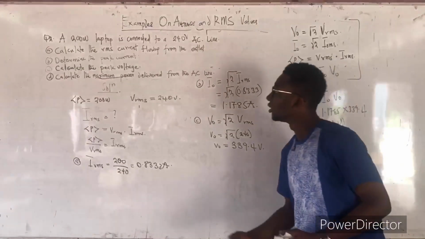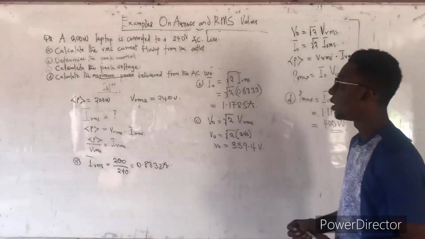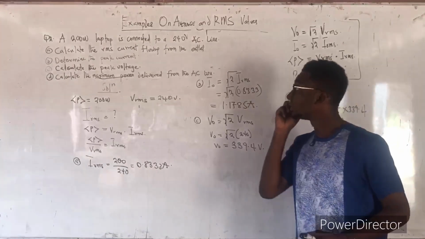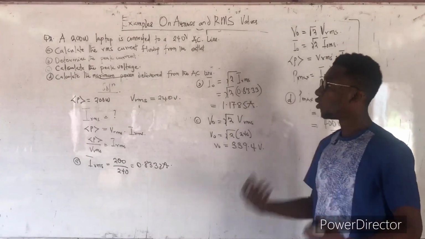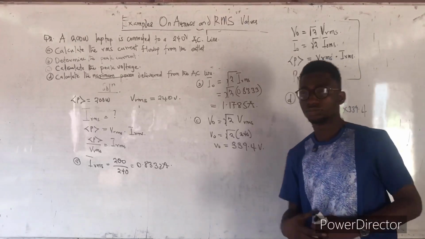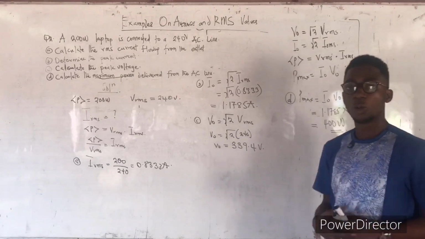So this brings us to the end of the examples of the average and the root mean square values. I'd like you to go and get more questions to solve with respect to root mean square and other stuff.